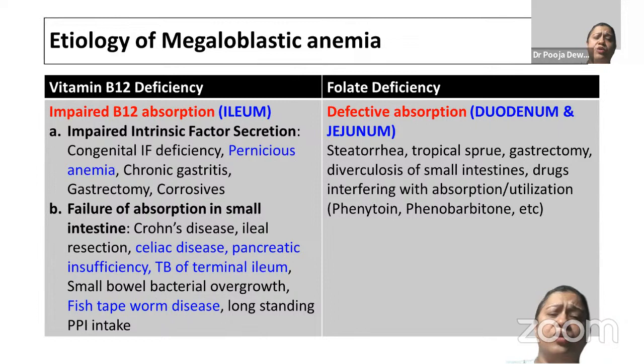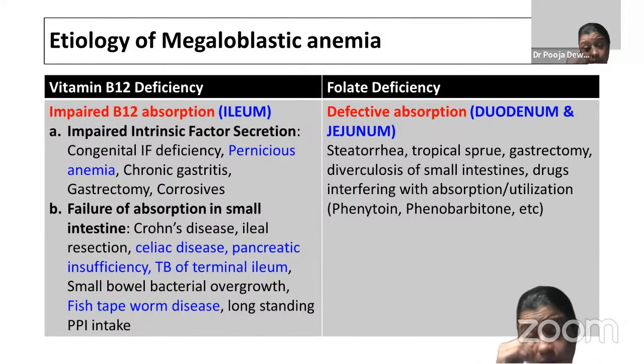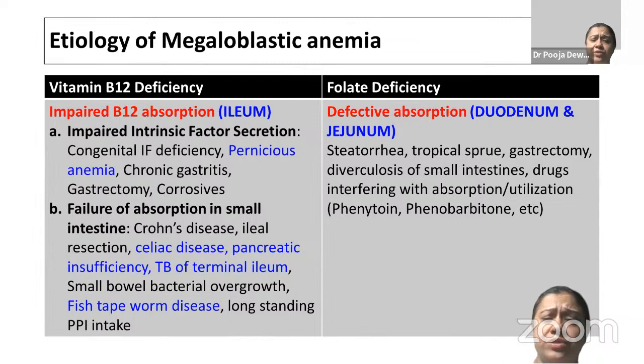And in patients who have undergone surgical procedures or corrosive injections, again your ileum can be affected, and the surgeon may have resected a part, or the mucosa may have been atrophied. The impairment can be there in the absorption. There are certain conditions like Crohn's disease, celiac disease, pancreatic insufficiency, tuberculosis of the ileum, bacterial overgrowth in the small bowel, fish tapeworm disease, which is not so common in India but is more common in the West, and long-standing proton pump inhibitor intake. These could all lead to malabsorption of vitamin B12.